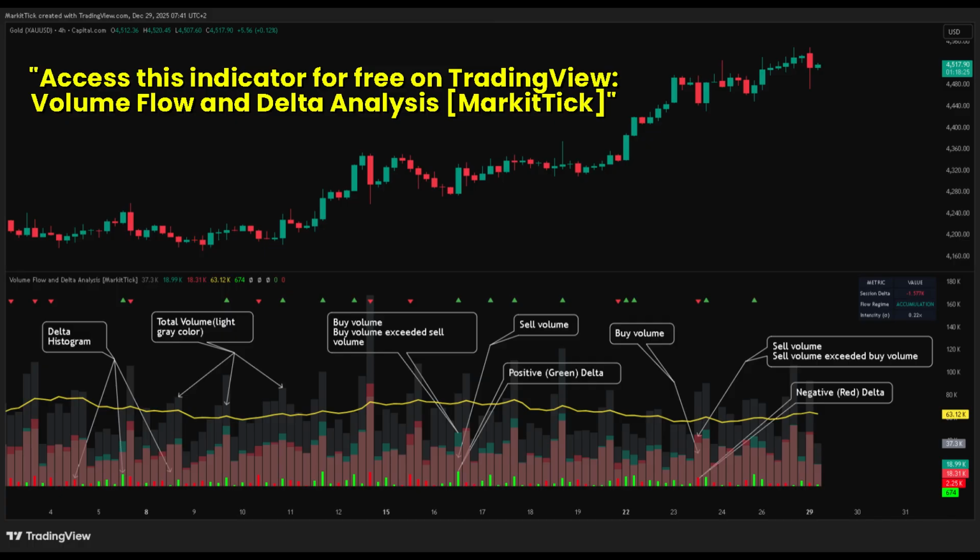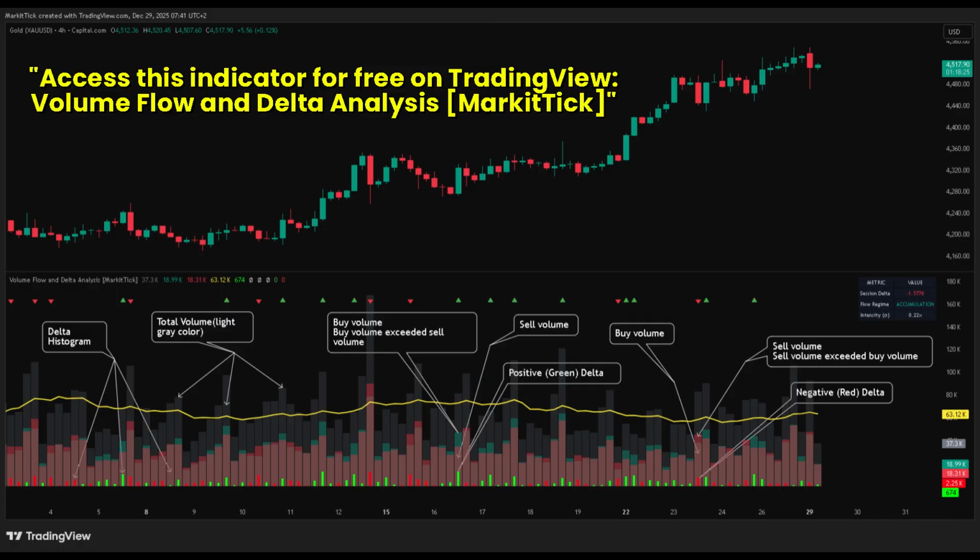It reconstructs the delta, the net difference between buying and selling volume, by querying lower timeframe data, e.g., analyzing 1-minute data inside a 60-minute bar. This allows traders to spot hidden accumulation, where price is flat but delta is rising, or exhaustion, where price rises but delta falls, offering a significant edge in identifying reversals and trend continuations.